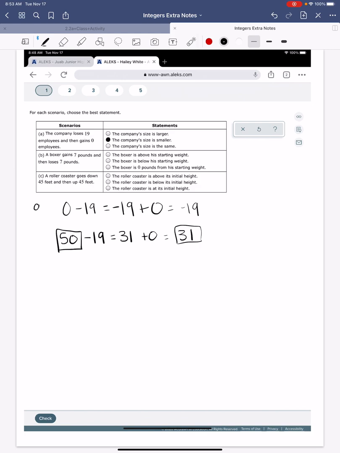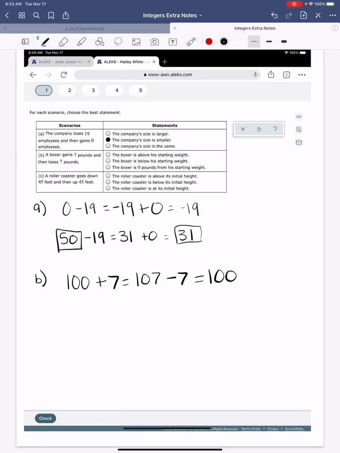So that's A. And then B says, a boxer gains 7 pounds and then loses 7 pounds. We're going to say he starts at 100 pounds and he gains 7, so he adds 7 pounds, and he's at 107 pounds. Then he loses 7 pounds, so we subtract 7, and now he's back at 100 pounds.